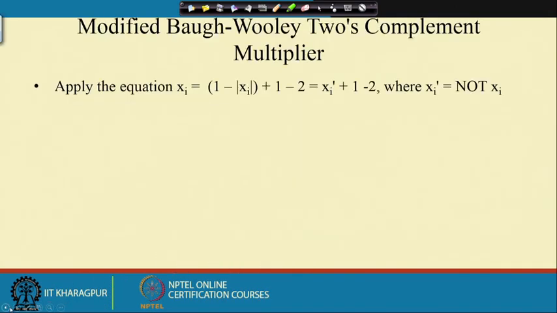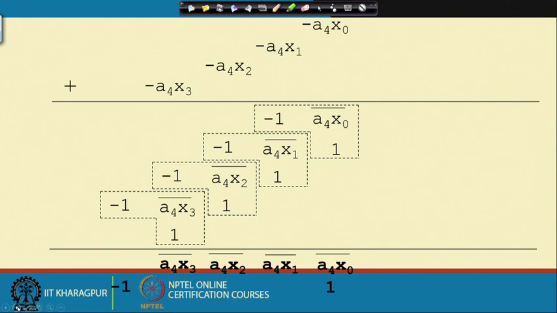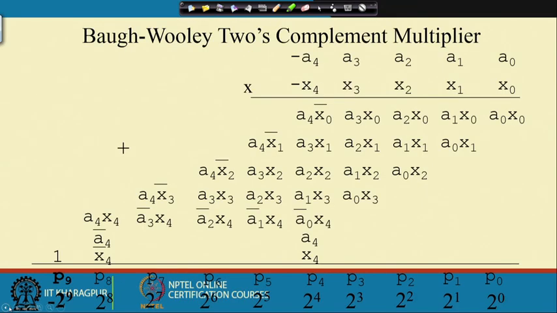Here you see that it is minus 2 to the power 9, as I am getting 1 over here. So, this position will give me minus 2 to the power 9. This is the principle of operation of the Baugh-Wooley two's complement multiplier architecture.